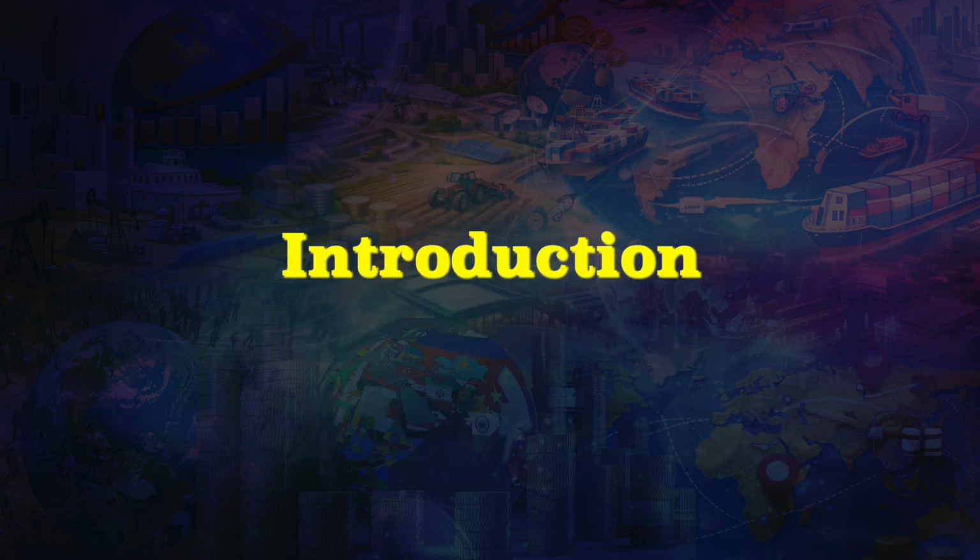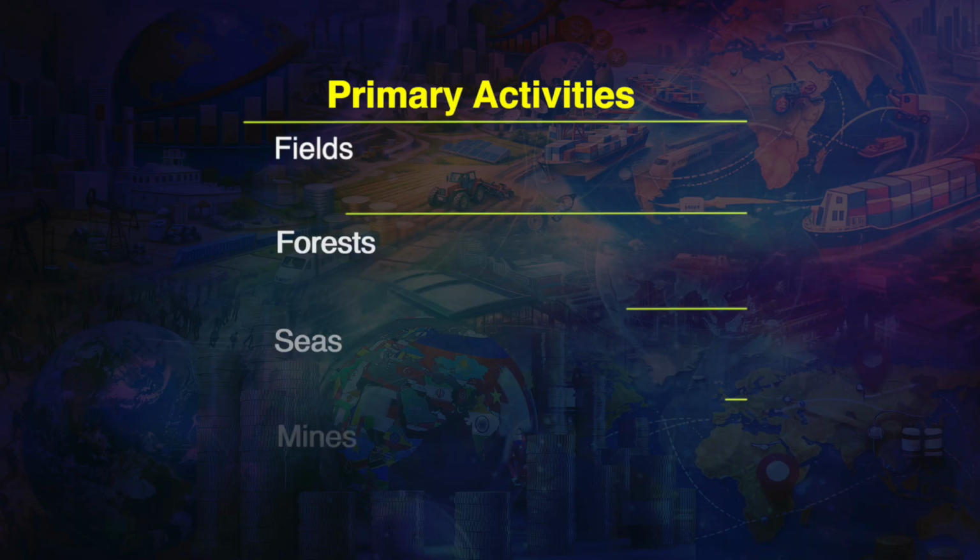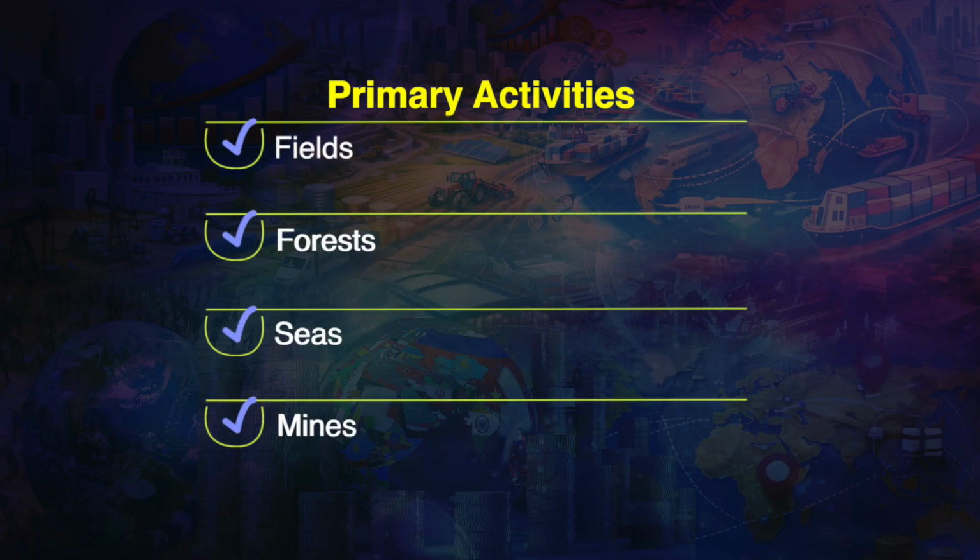Introduction. All primary activities work very closely with nature. They bring raw materials out of fields, forests, seas and mines. But if you think carefully, you will realize that raw materials alone do not meet most of our needs. So, something very important has to happen between nature and final use, and that important step is the changing of raw materials into more useful and more valuable forms.